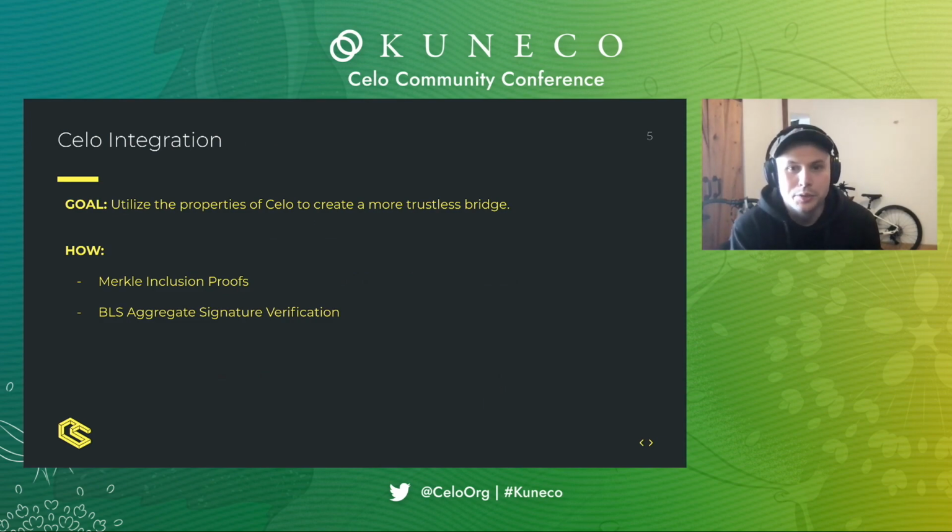With the Celo integration we've been working on, we had the opportunity to explore reducing some of the trust assumptions in the relayers. And this was done by combining 2 proof mechanisms. The first one being Merkle inclusion proofs, and the second being BLS aggregate signature verification.